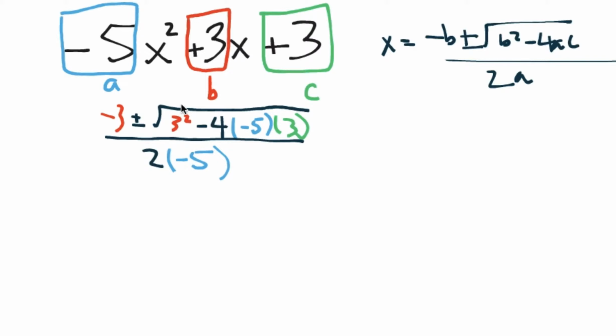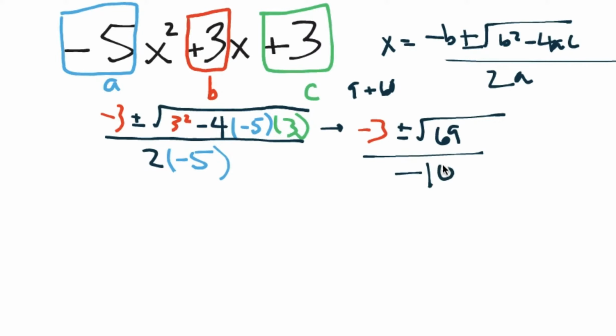So we're going to simplify, so we'll just do what's inside the radical here. So inside here is going to equal, you got 3 squared is 9, so you've got 9, and then 4 times 5 is 20, times 3 is 60, since it's negative negative, so 9 plus 60. So it's going to be negative 3 plus or minus the square root of 69 all over negative 10. So that's actually pretty much your answer.